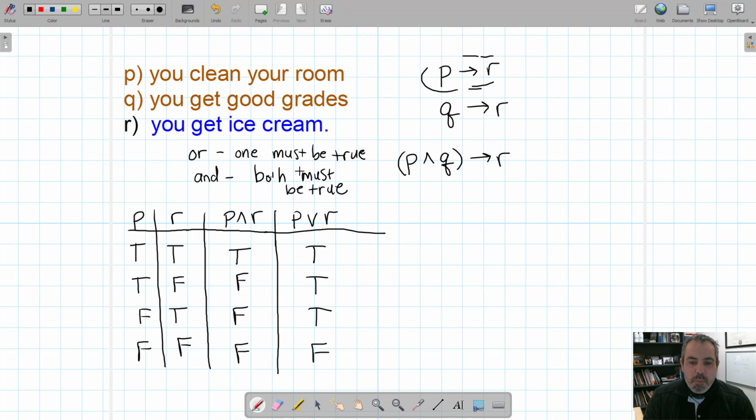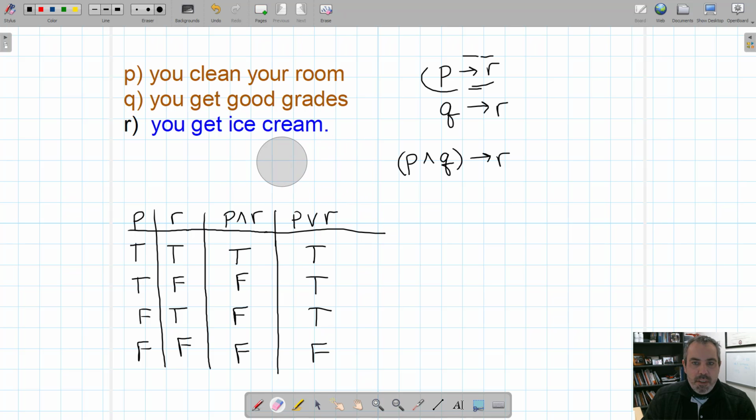The one that most people struggle with then is the idea of this conditional statement. If P, then Q, or if P, then R. For a conditional statement, the only way that you can prove it false is to do this: true, then false. Meaning I did the first part, but the second part didn't come true. Like I cleaned my room, but I didn't get ice cream, right?